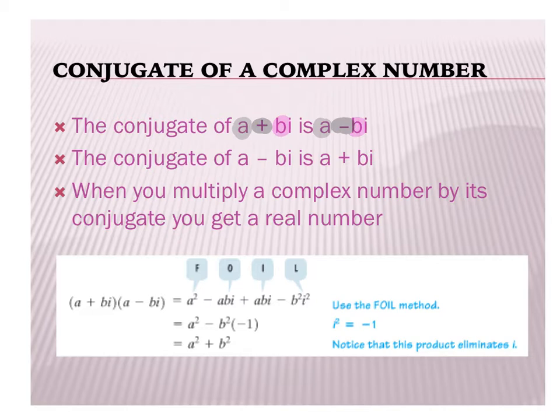And when you multiply a number or a complex number by its conjugate, you get a real number. You eliminate out the i. So on the bottom here is just an example. If it was a plus bi and a minus bi and you FOILed it out, you get a squared minus abi plus abi minus b squared times i squared. The middle two terms would cancel out. The b squared would stay, but then i squared becomes a -1. And then I'd get a squared plus b squared.